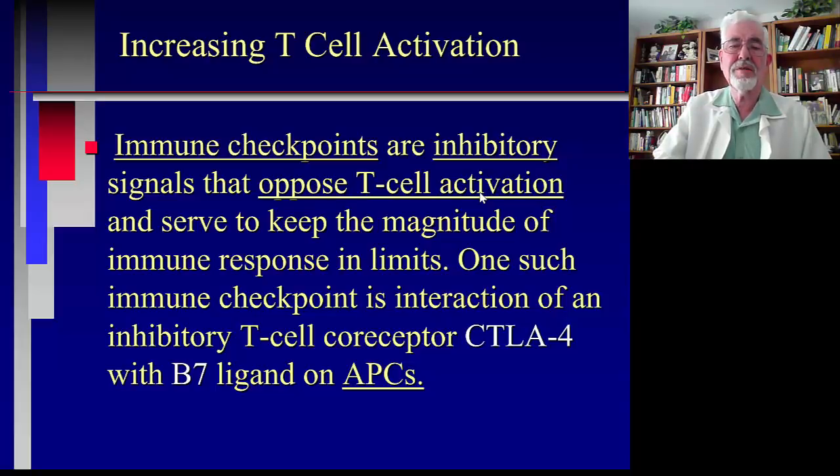And that's the CTLA-4. What the tumor is doing is, the tumor creates a ligand, or a protein, that gets attached to this immune checkpoint and blocks it so the T cells cannot develop. One such immune checkpoint is the interaction of the inhibitory T-cell coreceptor CTLA-4 with B7 ligand on the APC, antigen presenting cell. The B7 comes from the tumor, and too much of it just blocks the ability of the T cells to be activated. So we have an immune checkpoint. Those receptors have to be protected, and you'll see in the coming slide how they're being protected.